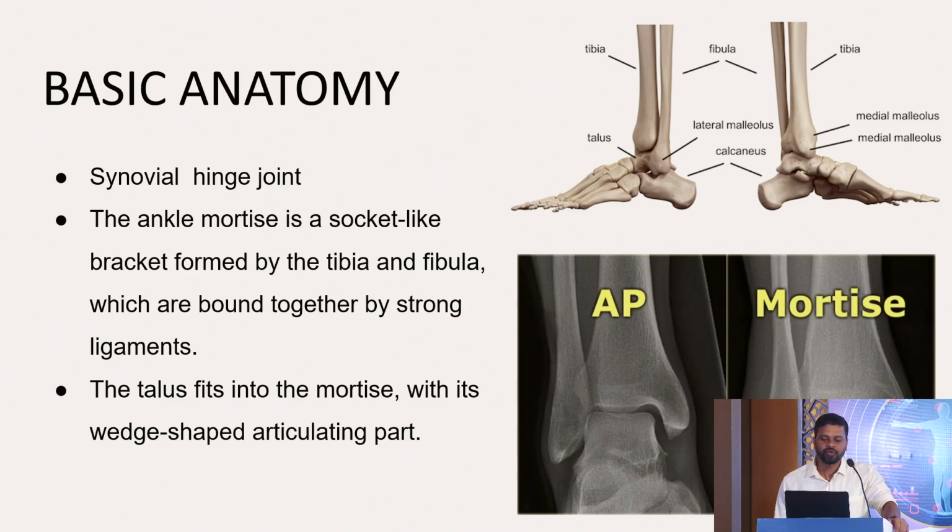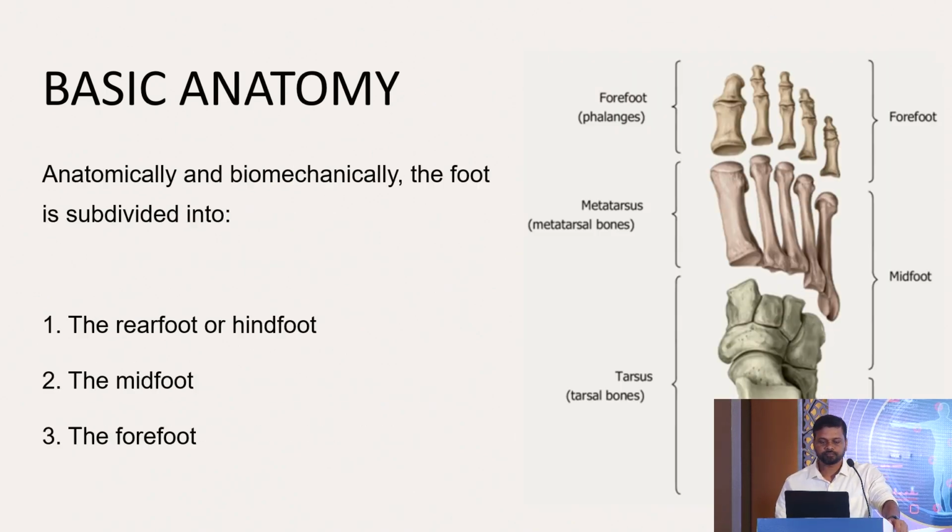The ankle joint is a synovial hinge joint, and the ankle mortise is basically a socket formed by the extension of the medial malleolus and the lateral malleolus beyond the ankle joint. It creates a cup-like structure which is useful for the snug fitting of the talus and provides proper stability to the ankle joint. Again, at the ankle joint there are a lot of ligaments which help in its stability.